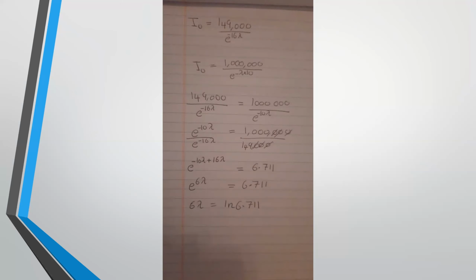So here we have the value of I naught, which is 149,000 divided by this value of the exponent. And then we equated those two, as I said, so that we can eliminate I naught from one side of the equation. And we did so, and then we took the natural logarithm in the last step, which was 6 gamma is the natural logarithm of 6.711, and then we divided the answer by 6 and found the value of gamma.